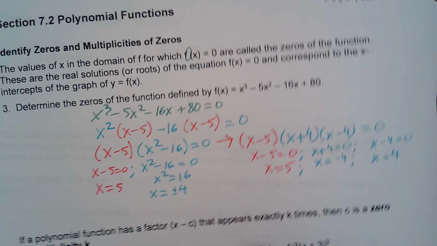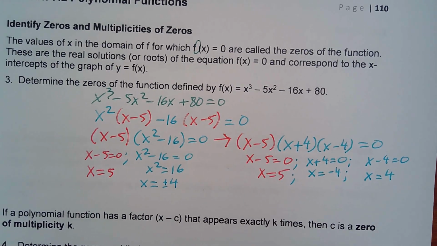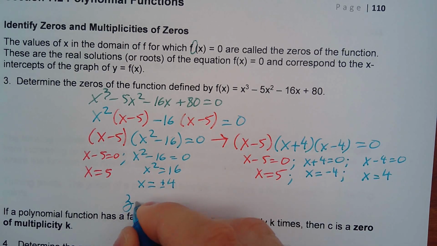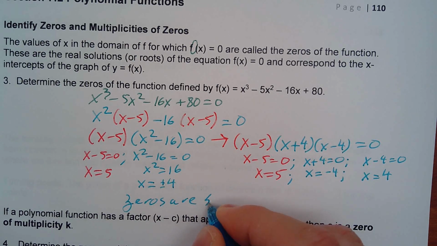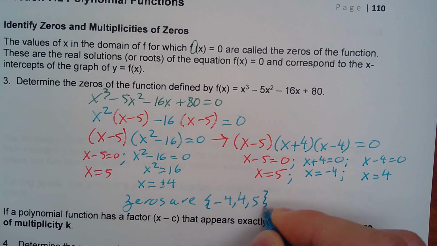So notice, either way, I get the same solutions. So my zeros are negative 4, 4, and 5.